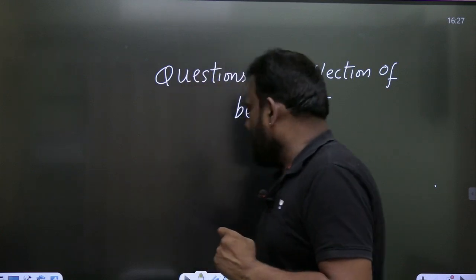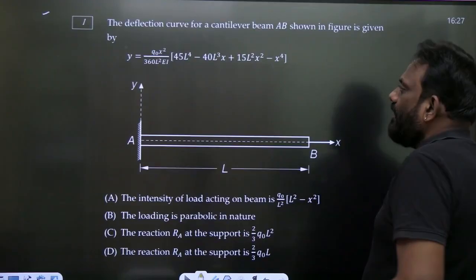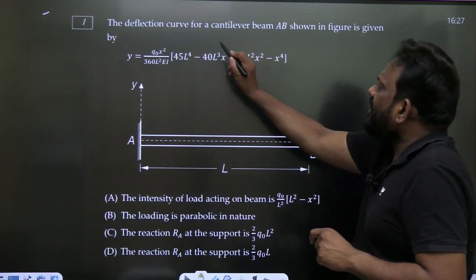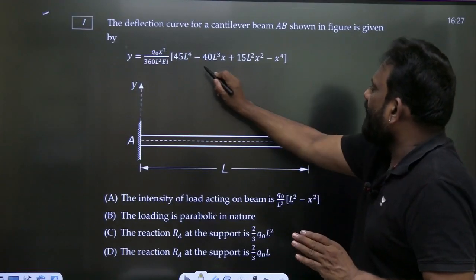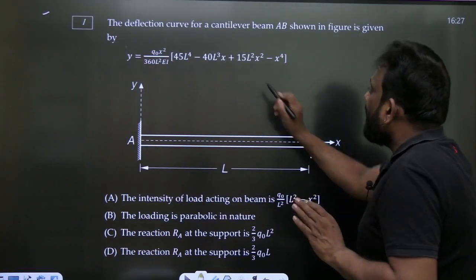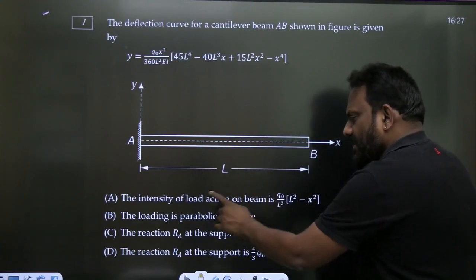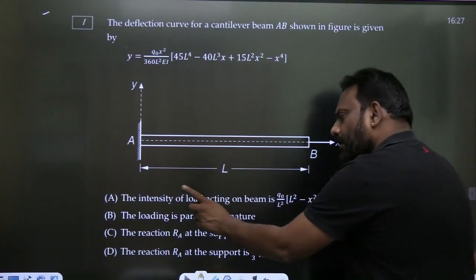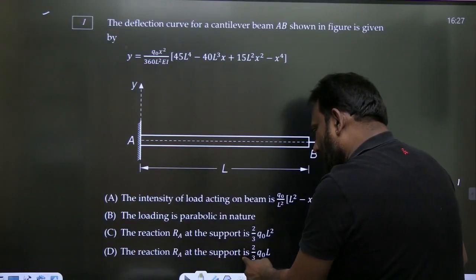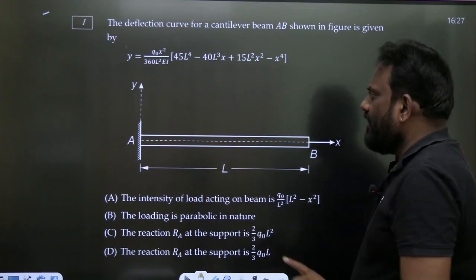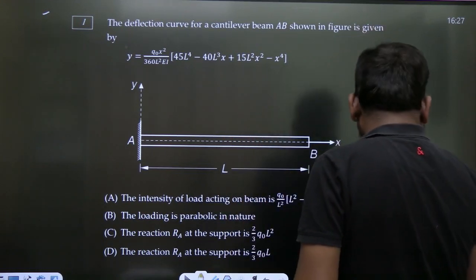Okay, chalo. Without wasting time, let us take the first question. Now, the deflection curve for a cantilever beam AB is shown. The deflection curve is shown, my dear students. This is given by some equation. Now, he is asking the intensity of loading. The loading is parabolic in nature. He is also asking the reaction at support A.